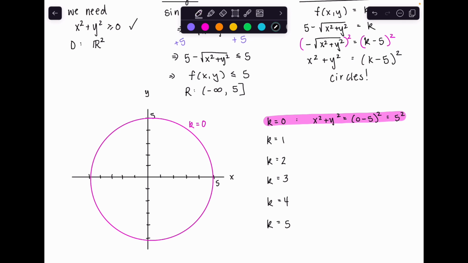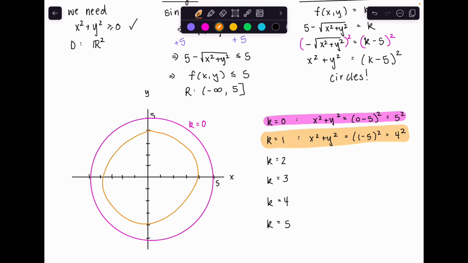If I pick my z value to be 1, this gives me x squared plus y squared is 1 minus 5, squared, which is negative 4, so this becomes positive 16. So if I move up a little bit, now I'm getting a smaller circle. So when z equals 1, I'm having an intersection of that plane with a circle of radius 4. So that level curve looks like this.